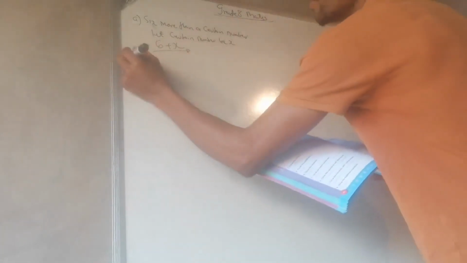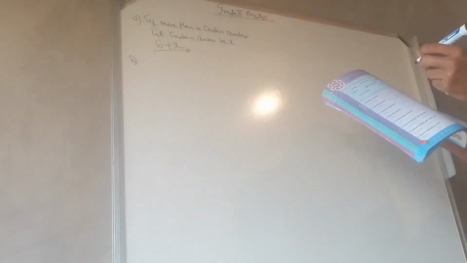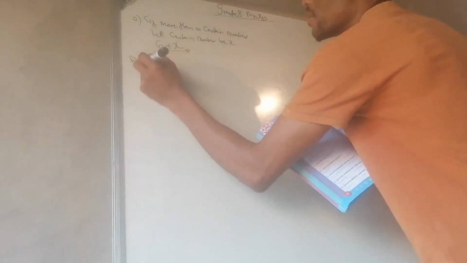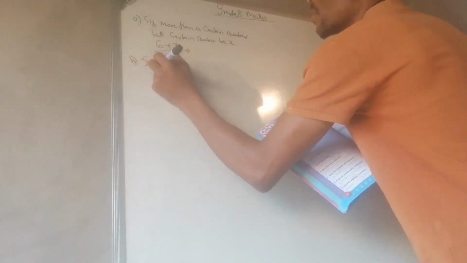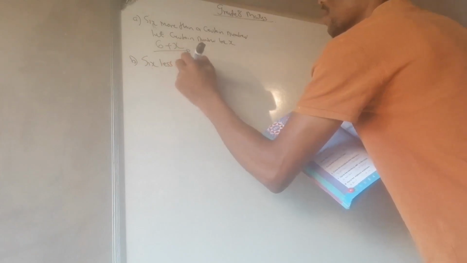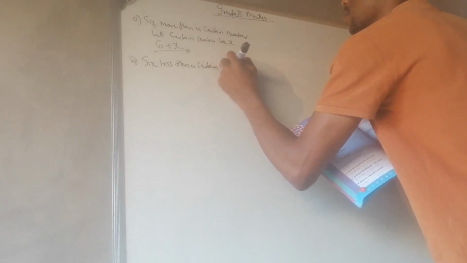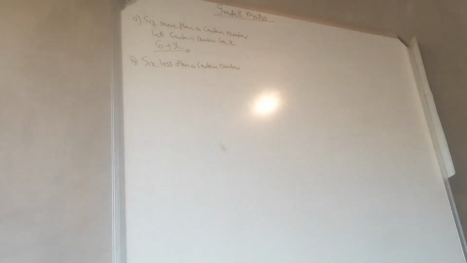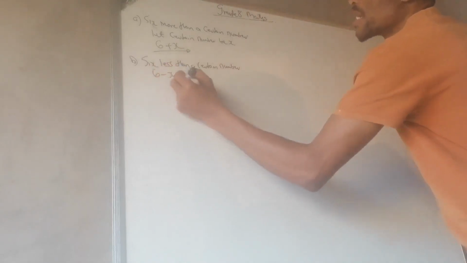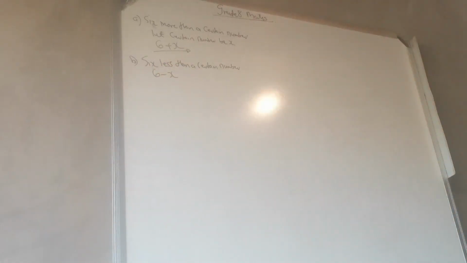Okay, number B. 6 less than a certain number. What does that mean? 6 less than a certain number. So 6 minus x. Again? 6 less than a certain number. 6 minus x.